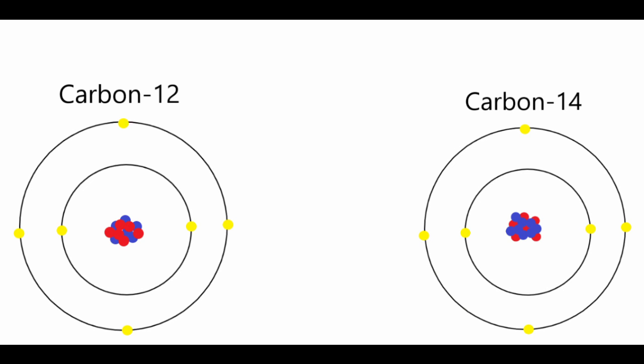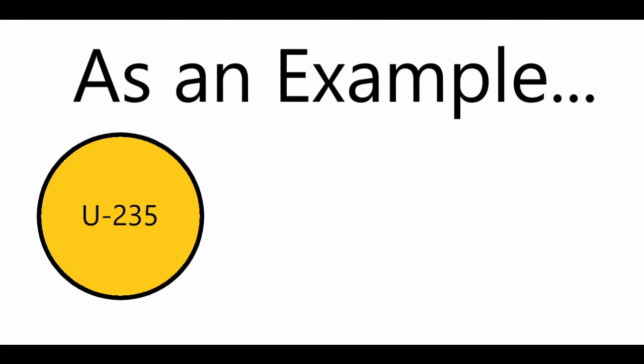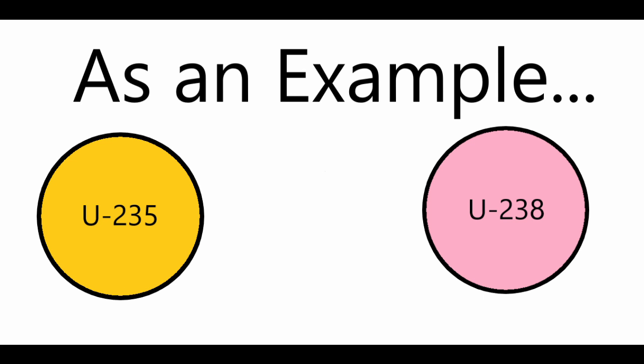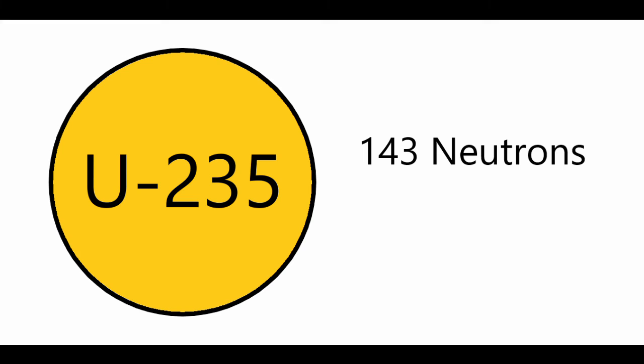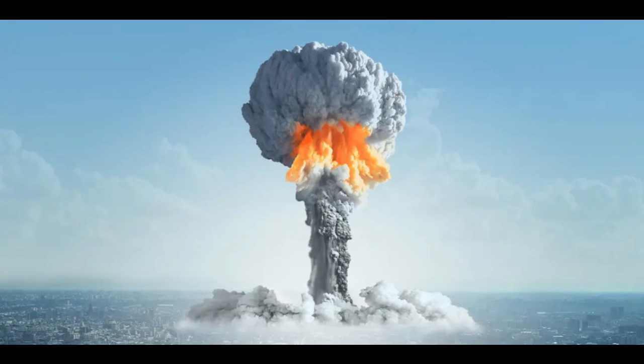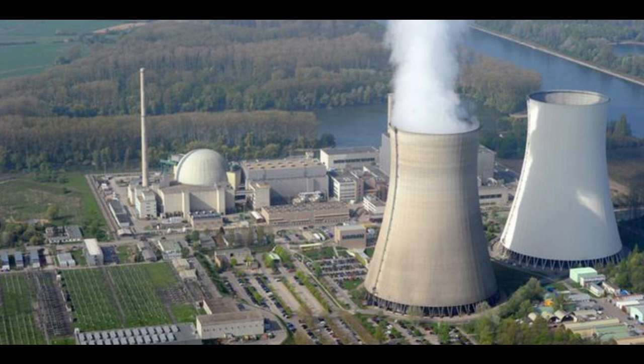These different versions of the same element are called isotopes, and they can have a significant effect on chemistry, especially nuclear chemistry. As an example, let's look at uranium-235 and uranium-238. Uranium-235 has 3 fewer neutrons than 238. However, it is more fissile, meaning it is easier to split apart and releases a lot of energy. This makes uranium-235 much more valuable as fuel.